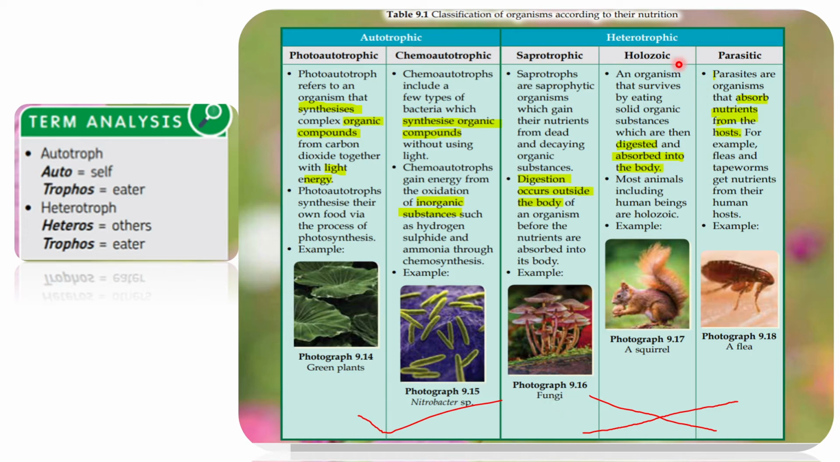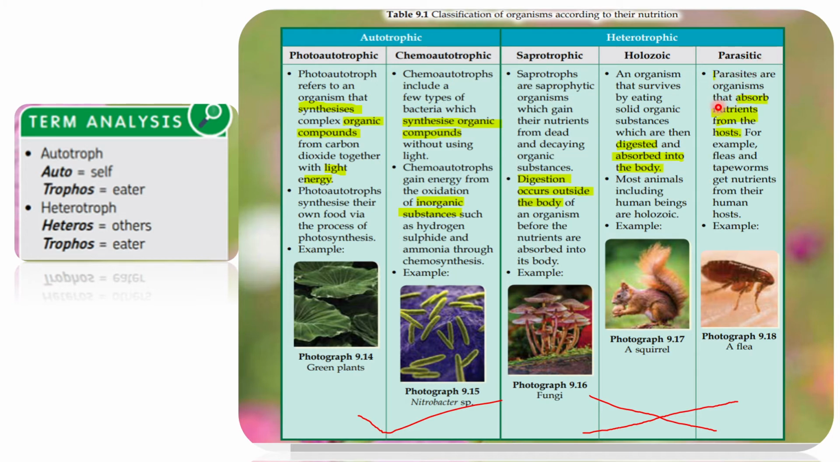For holozoic, these organisms survive by eating solid organic substances, which are then digested and absorbed into the body. Okay, this one is very easy for you to remember because we are holozoic. We ingest food and we have digestive enzymes, and we digest those complex compounds into the simplest form to be able to be absorbed into the blood, and then it's assimilated to be fully utilized.